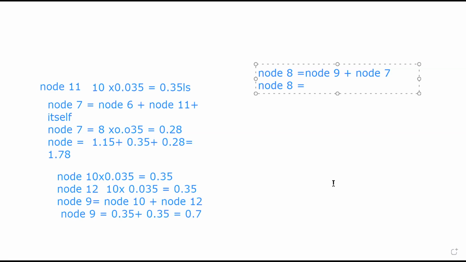What is node 9? 0.7. And what is node 7? 1.78.